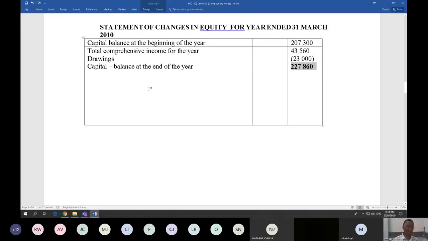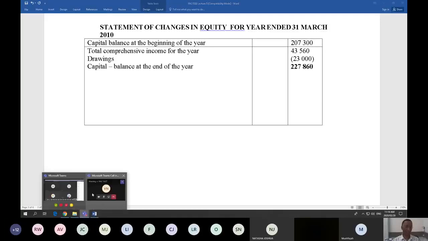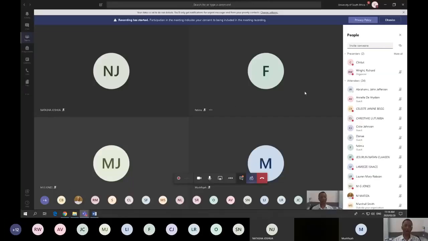Remember, a statement of changes in equity, we want to know what's the capital balance at the beginning of the year. So we started with 207,600. We want to know what's the value of your equity at the end of the year, and we have calculated that to be 227,860. The capital balance at the beginning of the year plus the profit minus the drawings will give you the value of equity at the end of the year. And that is the solution to 4.2, which has counted 3 marks there.